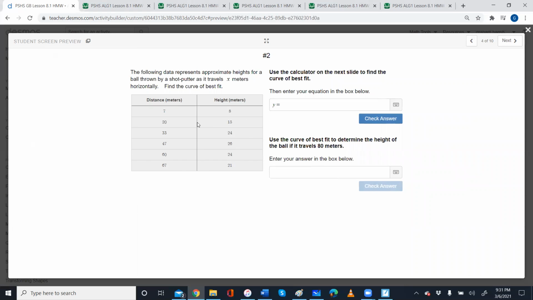Same thing for this type of question. You're going to type in the question like you just saw on the next slide. You're going to write in your rule, and this time it's going to ask for a prediction. So this one says, use the curve of best fit to determine the height of the ball as it travels 80 meters. So we're trying to find the height, but the ball travels 80 meters. So in other words, that's the distance. So this is the x value. So you would type in x equals 80.